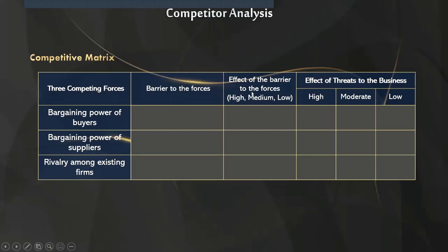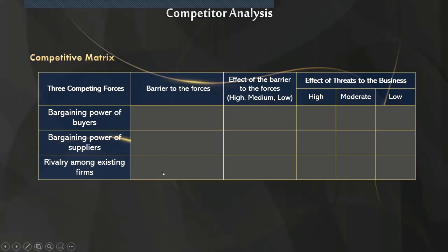On the third column is the effect of the barrier to the forces, and the last column is the effect of the threats to the business. And these two are inversely proportional. So that means if the effect of the barrier to the force is high, therefore less ang threat, no, sa competing force sa in your business. If the effect of the barrier is low, therefore threat ang competing forces sa imuhang business. So opposite ang second, ang third ug ang fourth columns.